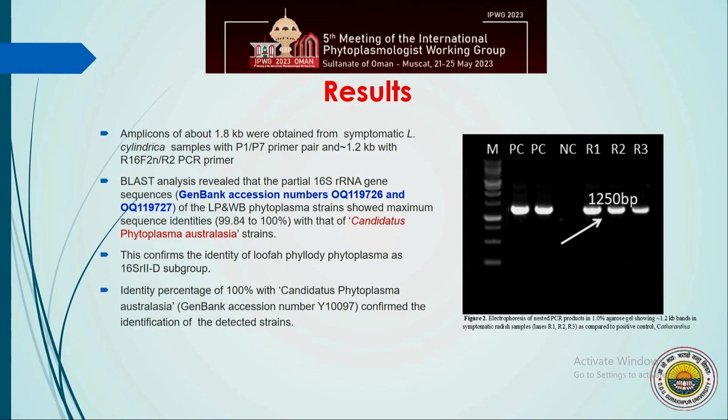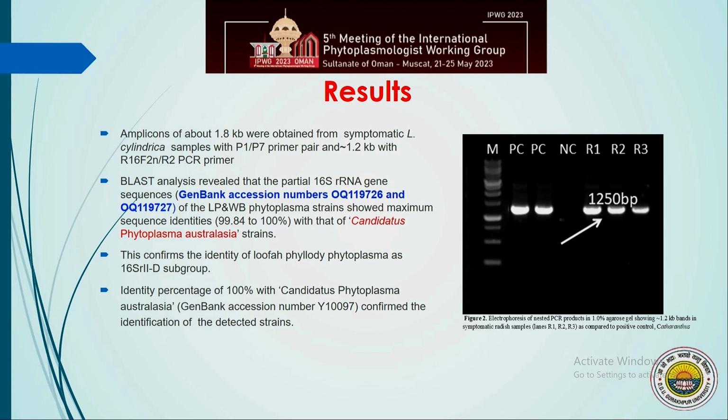We attempted identification by extracting DNA, and we used the universal primers P1, P7, and R16 primers, and we got very good amplification with both sets of primers. We amplified the R16 product of 1.2 kb and submitted the sequence to GenBank. When we compared, we found that it very closely matches with strains of the 16SR II group.